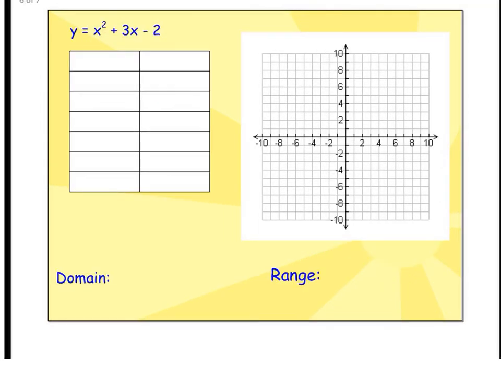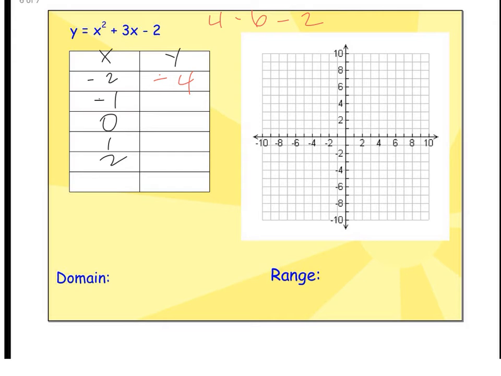All right, let's look at our next one. So y is equal to x squared plus 3x minus 2. So again, I'm going to start with those same x values, and I'm going to plug them in to see what happens. So if I plug in a -2, I would get 4 minus 6 minus 2. So that's going to give me a -4.